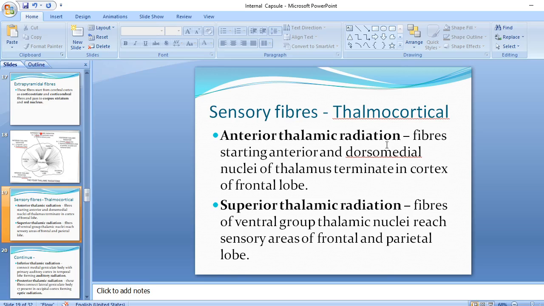The anterior thalamic radiations: here the fibers start anteriorly and in the dorsomedial nuclei of the thalamus, and they terminate in the frontal lobe. The superior thalamic radiation: these fibers start in the ventral group of the thalamic nuclei and reach the sensory areas of the frontal and the parietal lobe.